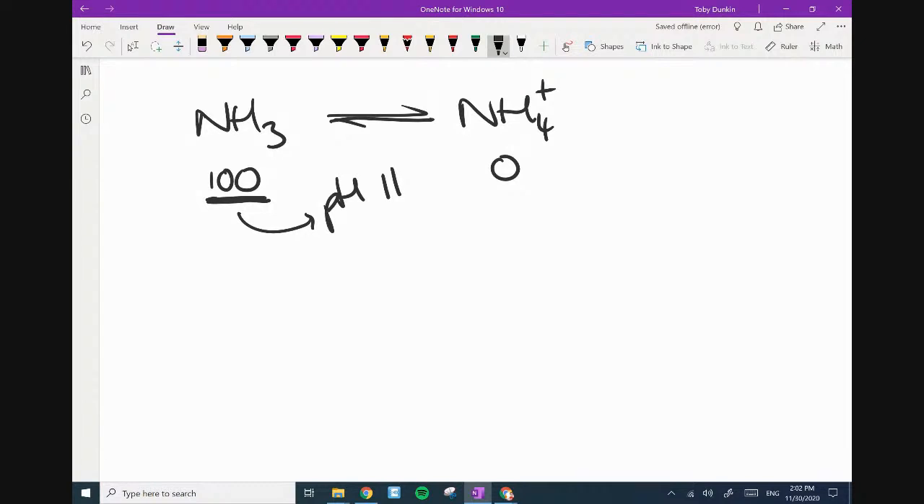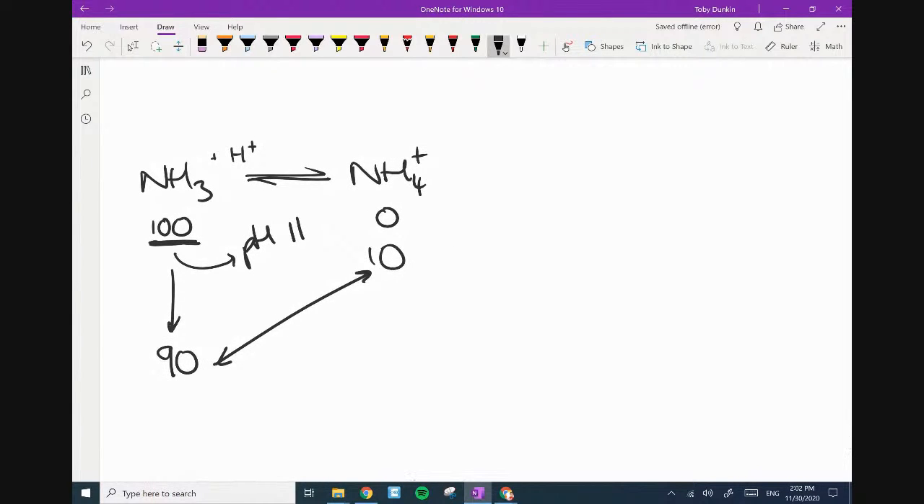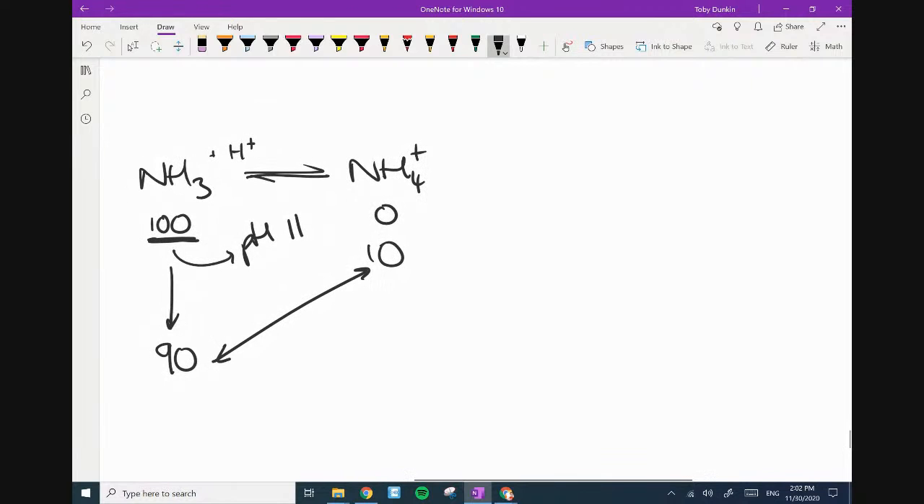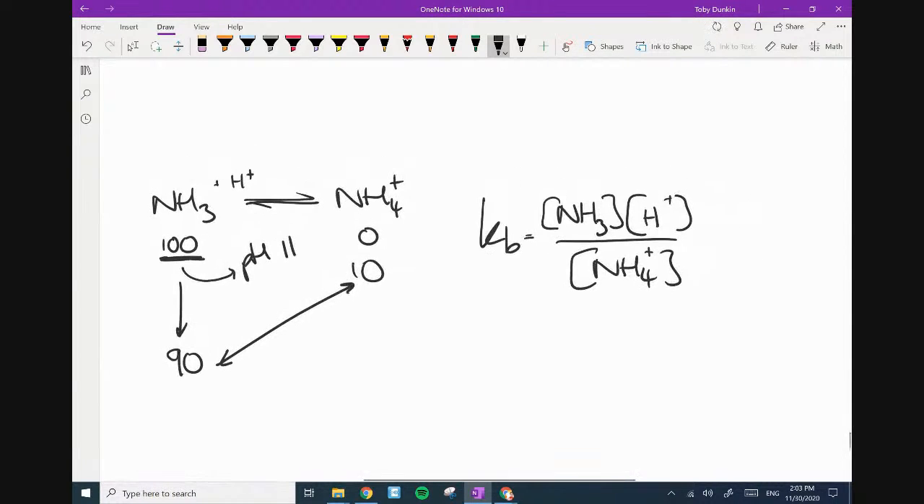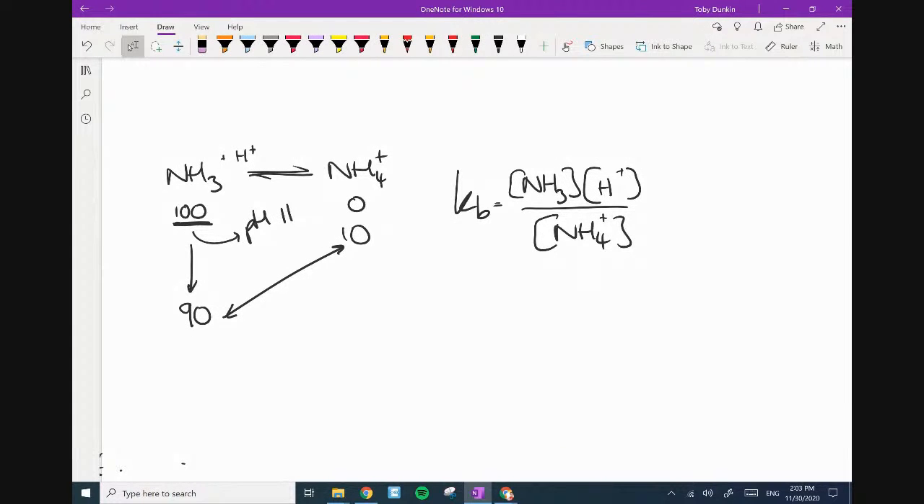I add H plus to this. This drops really quickly. 90, and there's a massive shift in these numbers. So we end up with weak base. If we wanted to do this, it's going to be Ka equals, it's actually Kb, of course. Kb equals the reactants and H plus, all over ammonium. The water doesn't appear in the equation.